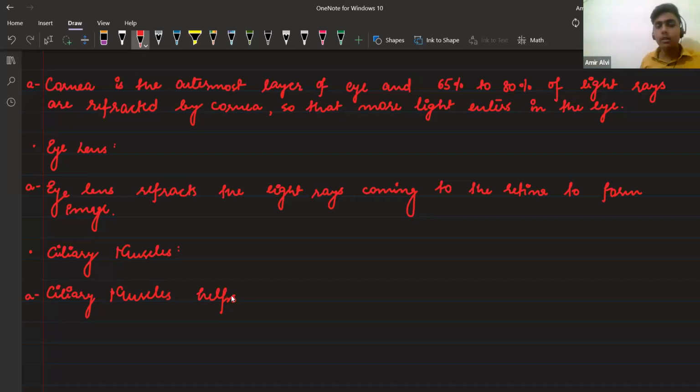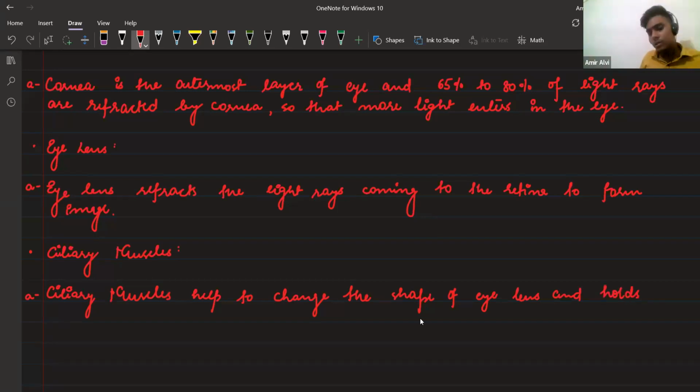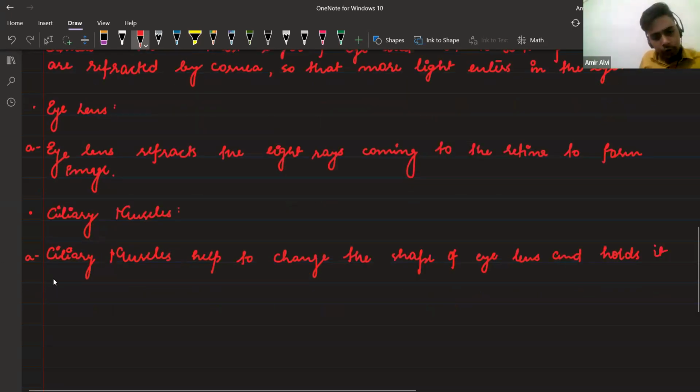The second function of the ciliary muscles is to help change the shape of the eye lens, and hold it to maintain the proper shape. That is enough.